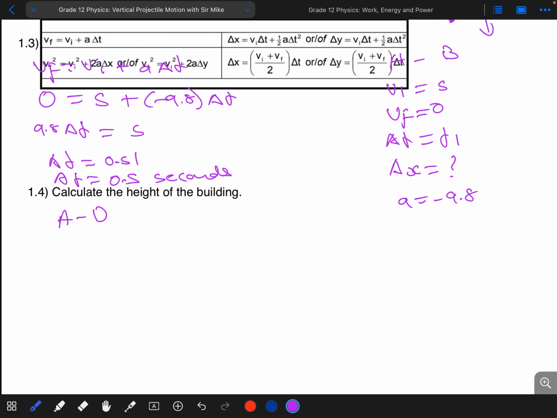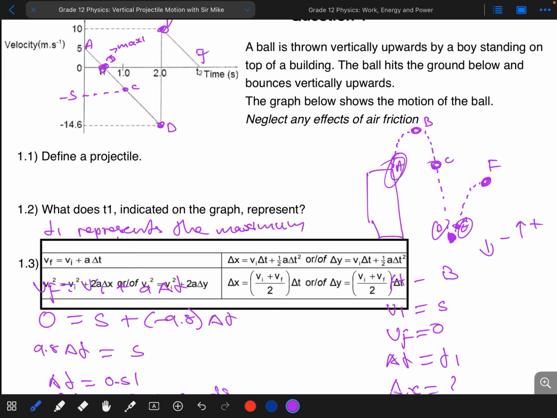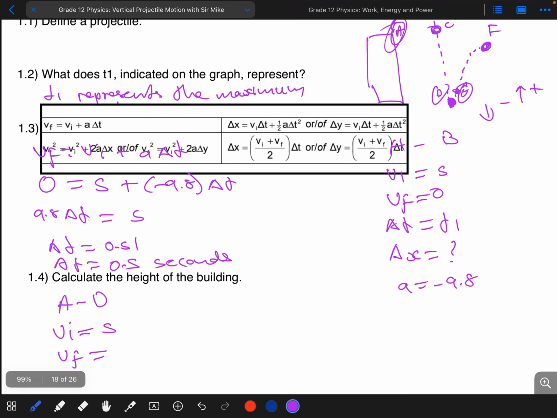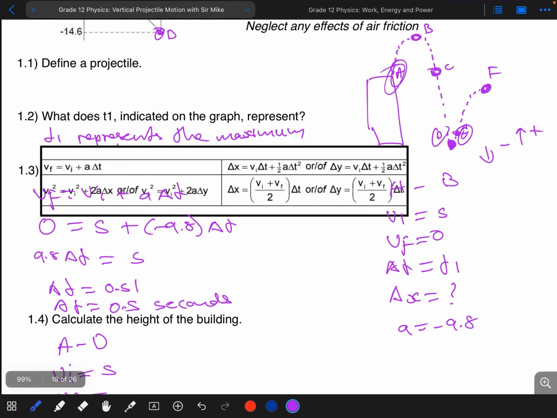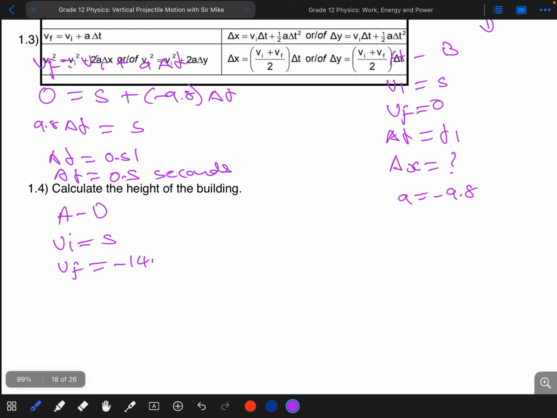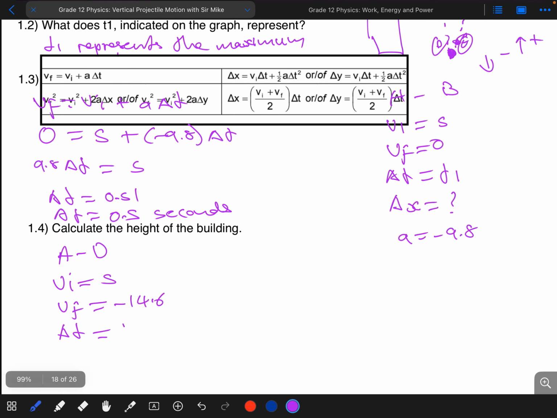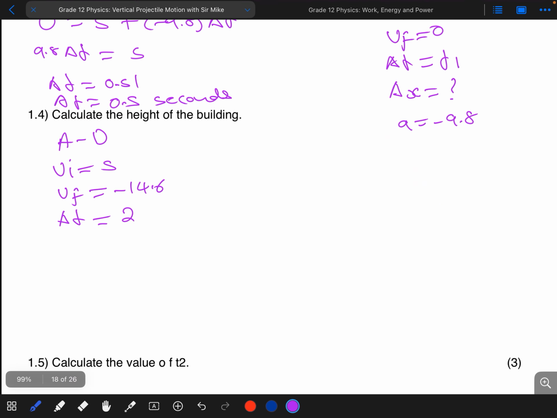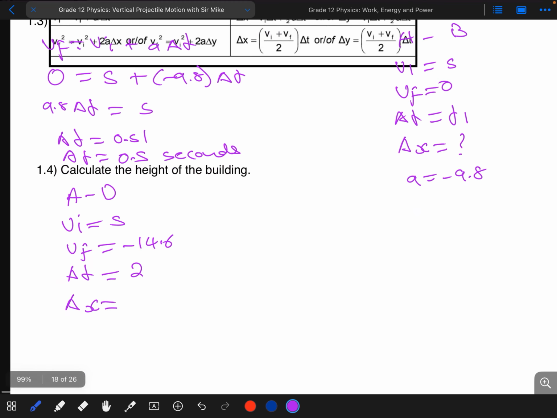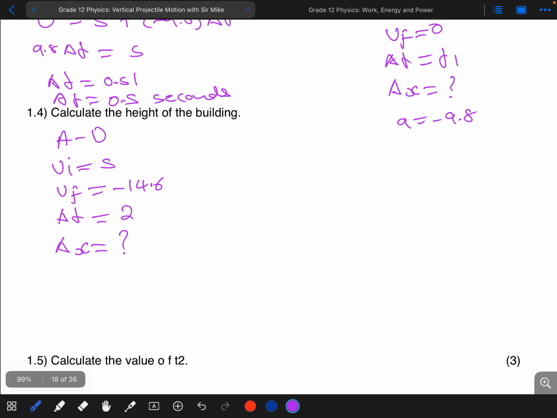So I know that V initial simply equals 5, and V final is negative 14.6. Our delta t between those two points is simply 2 seconds. We know that delta x, we don't know. That's what we are trying to find. We're going to leave that open, and we know that a would be negative 9.8.